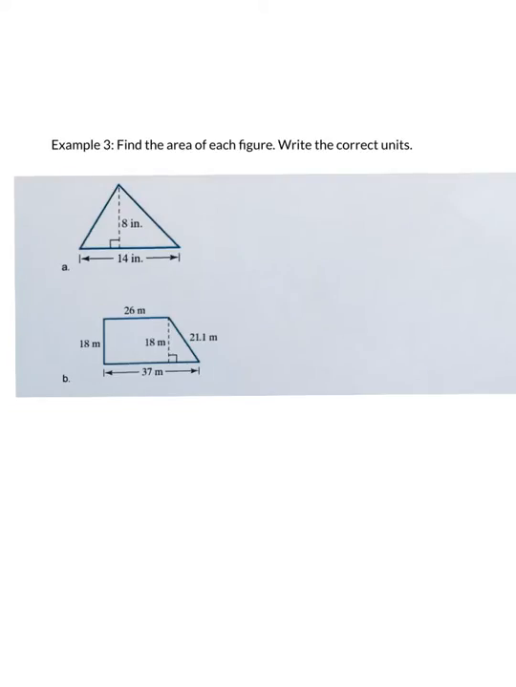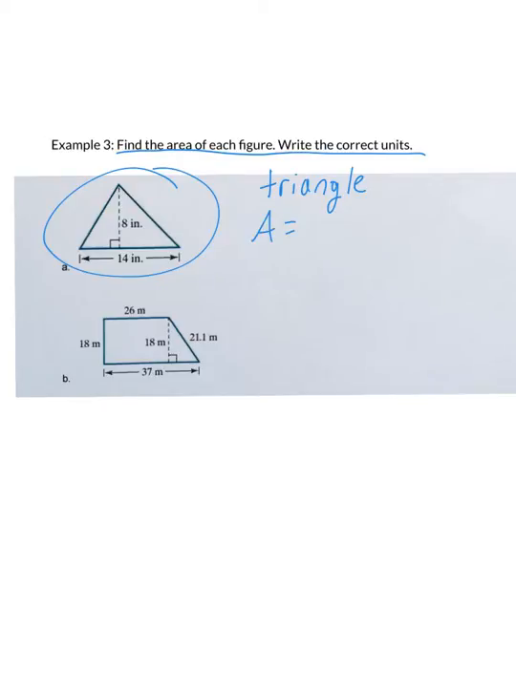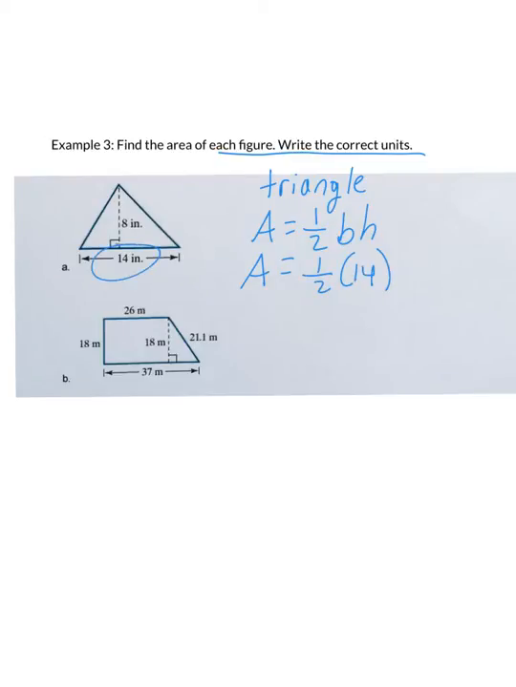Looking at example 3, yet again the directions are find the area of each figure and write the correct units. As I look at A, this is clearly a triangle shape. So we still identify the shape first, and then we look up the formula for it. The formula for area of a triangle is 1/2 times base times height. So it's 1/2 times the bottom base, 14, times the height beside the dotted line, 8.